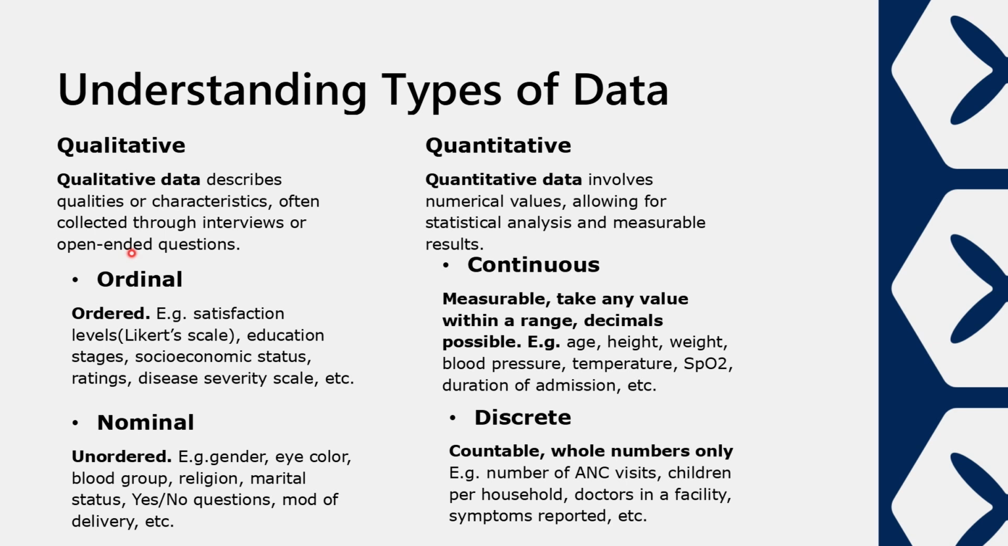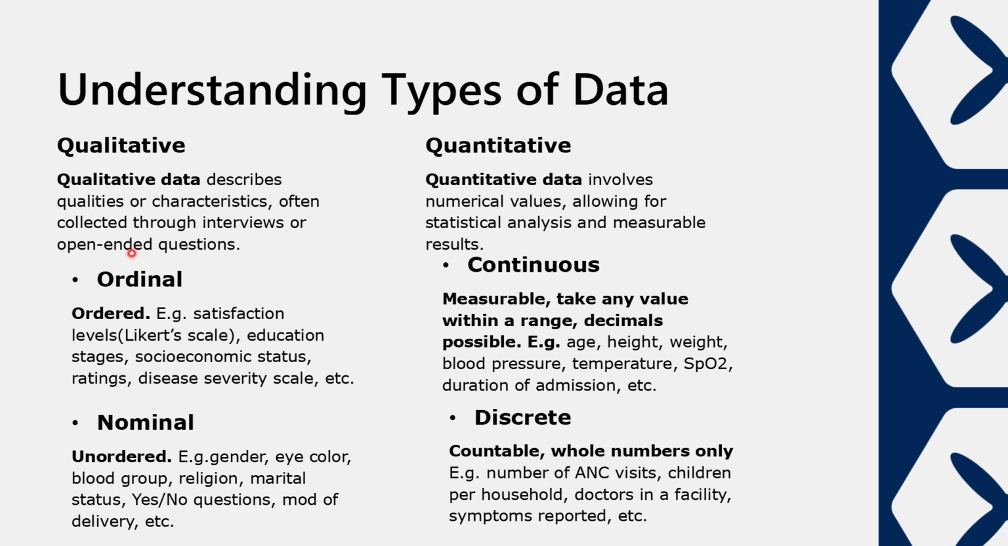Socioeconomic status, you can have low, you can have middle, you can have high. There is an order. Ratings: if you say, okay, rate the quality of the MTN network on this campus, you can say it's poor, you can say it's manageable, fair, you can say it's good, you can say it's excellent. It follows an order. Disease severity, hypertension is a common example. It has stages that are ordered.